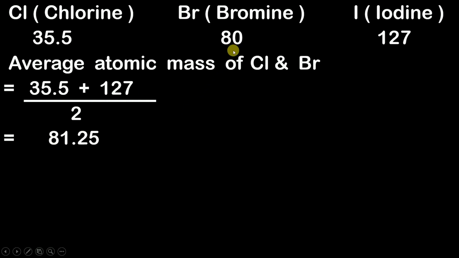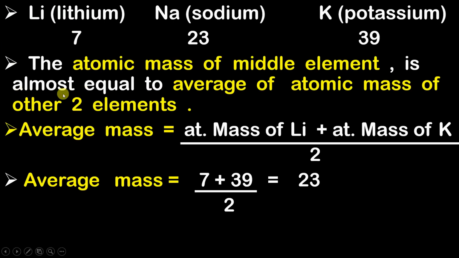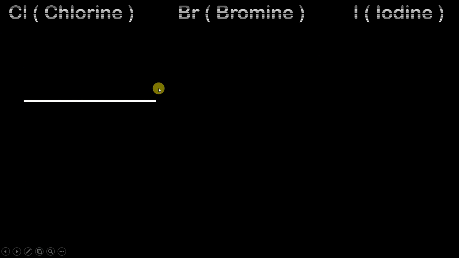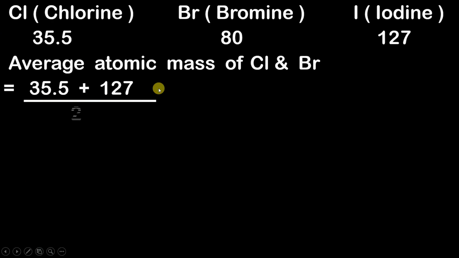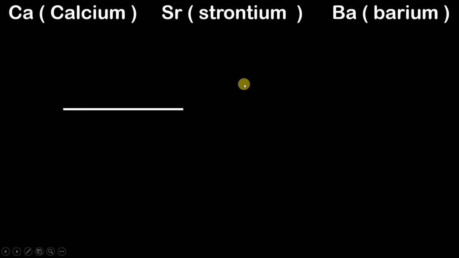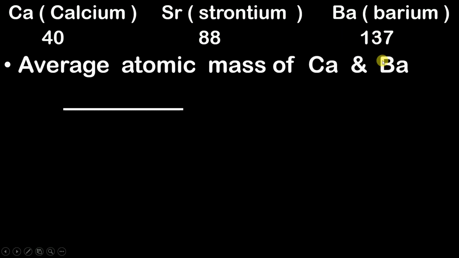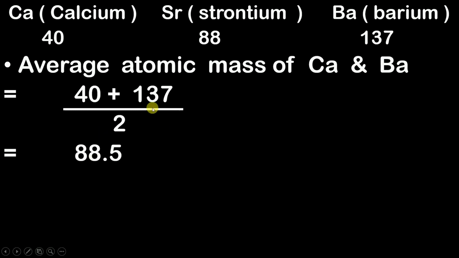He never mentioned that it will be equal. See, what does the law say? Almost equal, almost. He never said that they will be exactly equal. So this was the concept that Dobereiner put forth, and he gave us another example of calcium, strontium and barium. The atomic mass of calcium is 40, strontium is 88 and barium is 137. So we find the average mass of calcium and barium as (40 + 137) divided by 2, and we get 88.5, which is almost equal to strontium.